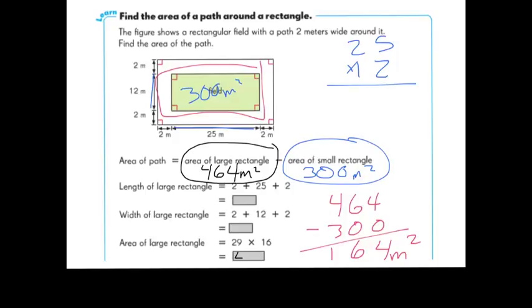So what we'll do is subtract the big rectangle, take away the green part, and we'll only be left with the outside edge. And the outside edge, as we can see, is 164 meters squared. Just the white part around the edge.